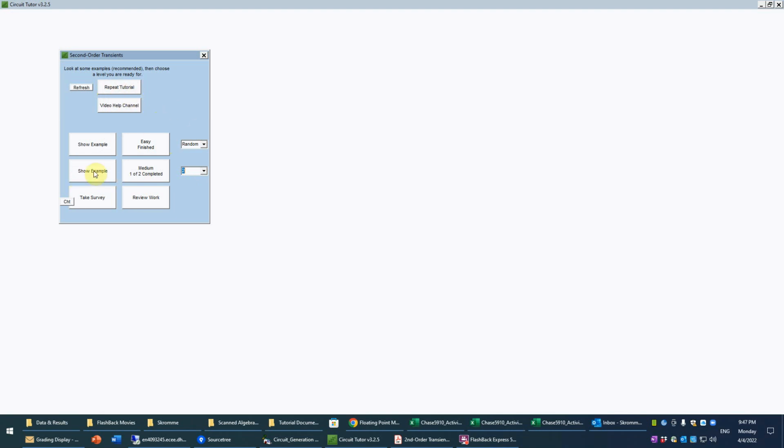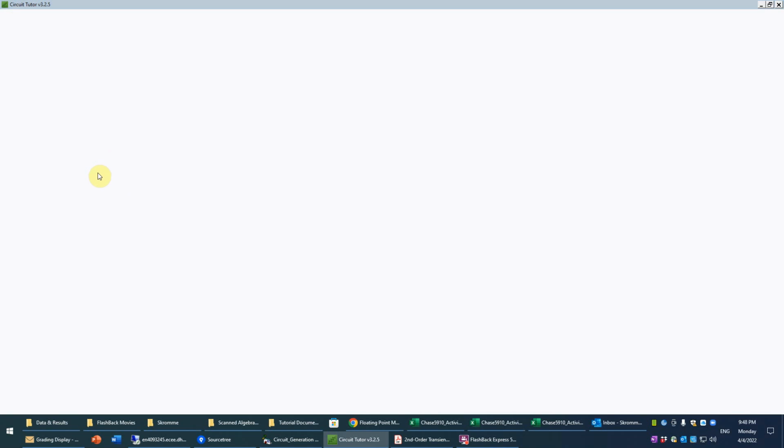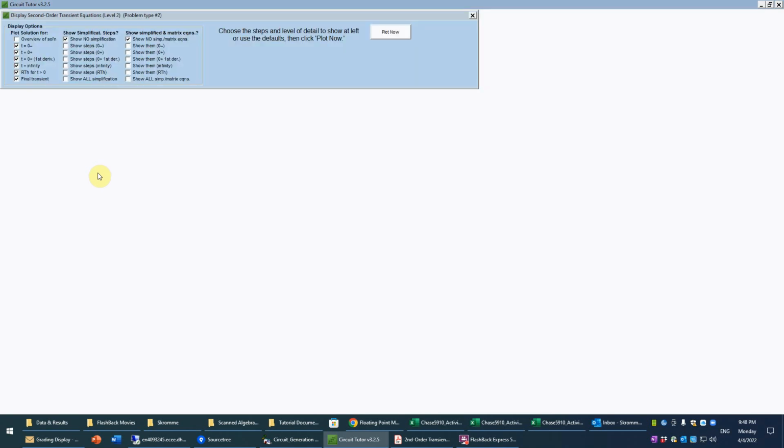Okay, and then it's also a good idea to look at the examples, and again, there's a special interface here for the second-order transient problems that allows you to select what you're going to view, because generating the entire thing could take 2 or 3 minutes.